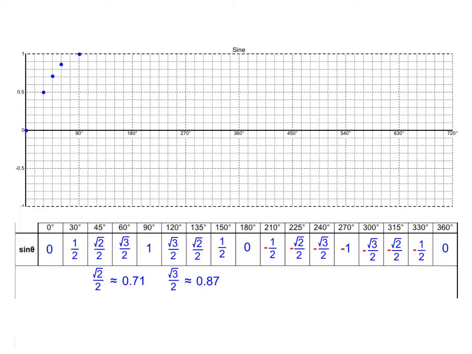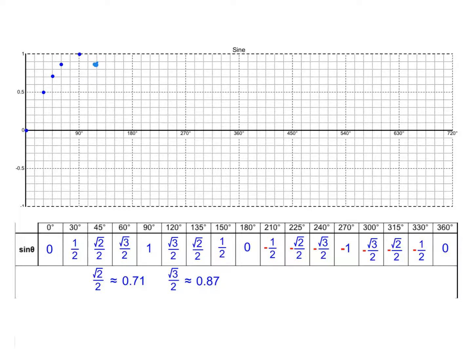Okay, and then as you continue plotting points here, the next one in our table is the 120, which brings me to root 3 over 2. So I go over to 120. Notice that's 30 degrees past 90, so that's going to be 2 hash marks. And then that is up at the root 3 over 2, or the 0.87.